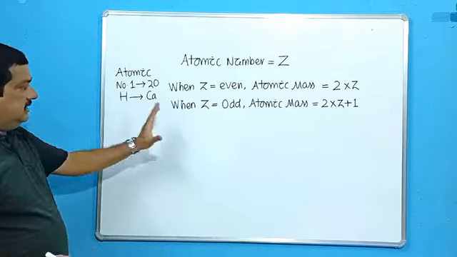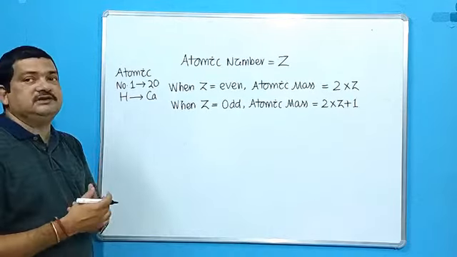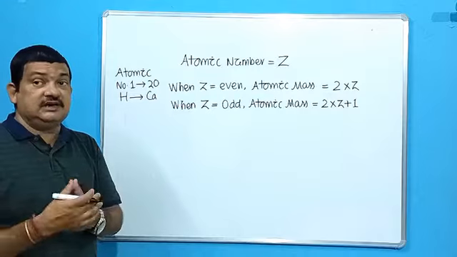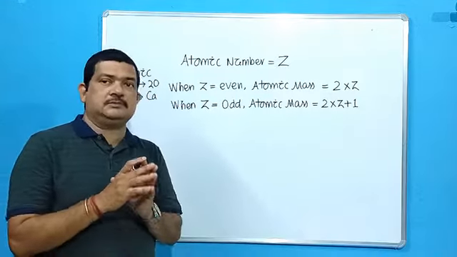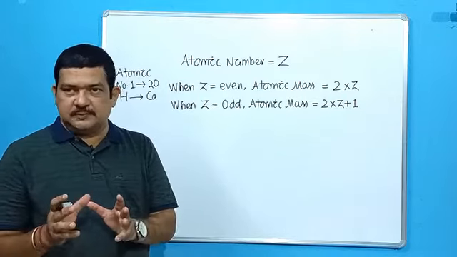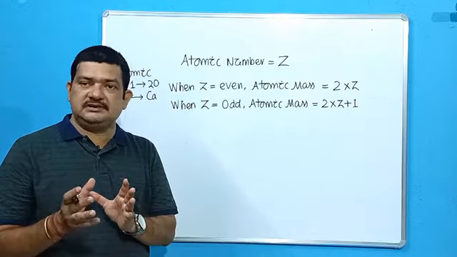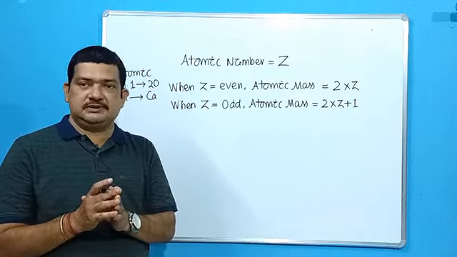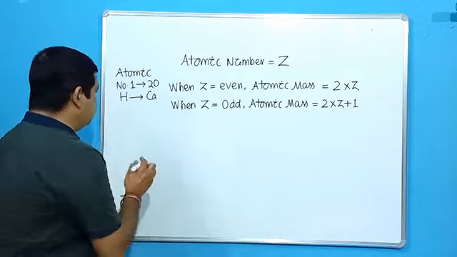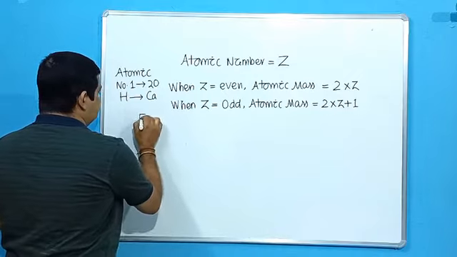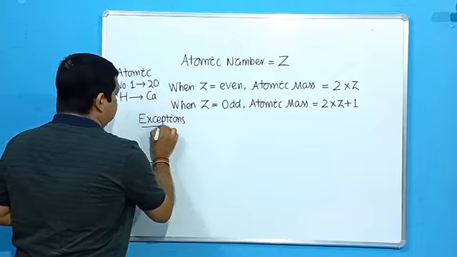And this formula fits into 15 elements. Out of these 20, it fits into 15 elements, and that means it does not fit for 5 elements. So if you remember the atomic mass of those 5 elements only, it is not possible to remember all the 20, but you can easily remember the atomic mass of 5 elements. I will be telling you what the exceptions are, that means which do not fit into this formula. Simply you have to remember these things. Remember first the exceptions.